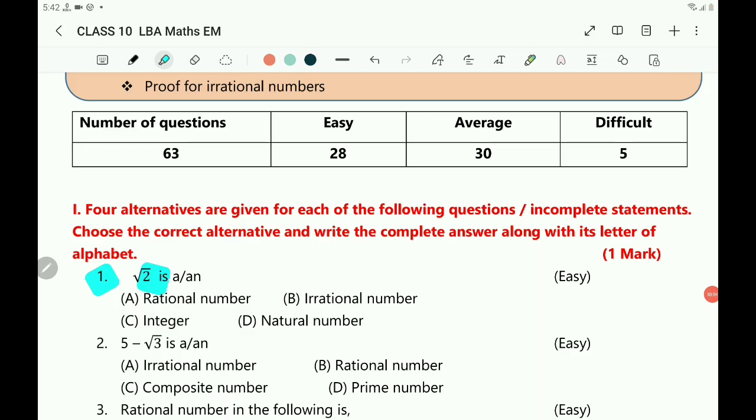Root 2 is. Here the 4 options are option A, rational number, option B, irrational number, option C, integer, option D, natural number. Here you know that root 2 is an irrational number. Which is the correct answer? Option B, irrational number. Root 2 is an irrational number. Therefore, you write or mark the answer: option B, irrational number.